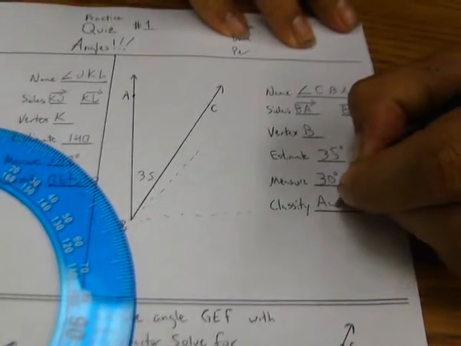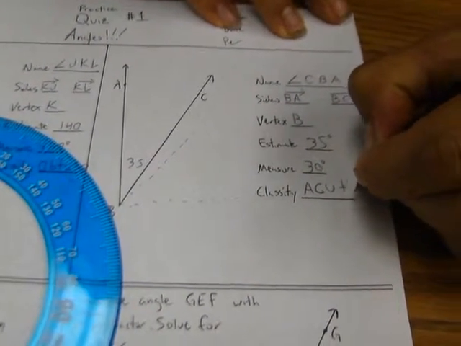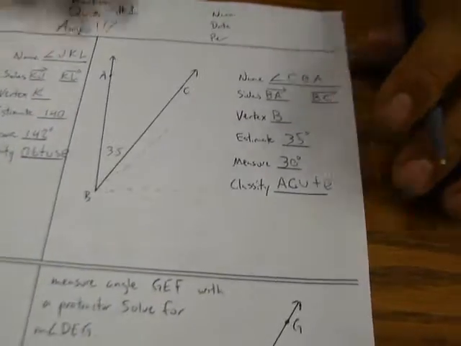And to classify, it's less than 90 degrees, so the word we use for less than 90 is acute. It's an acute angle. And there you have it. Cool. Thanks a lot. That's level 1 done.